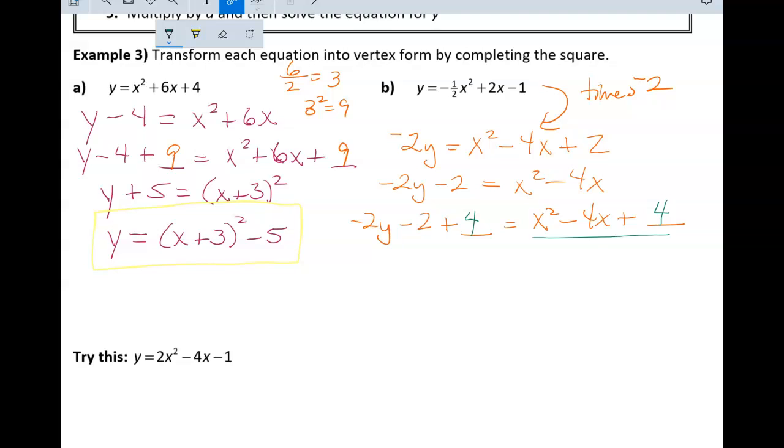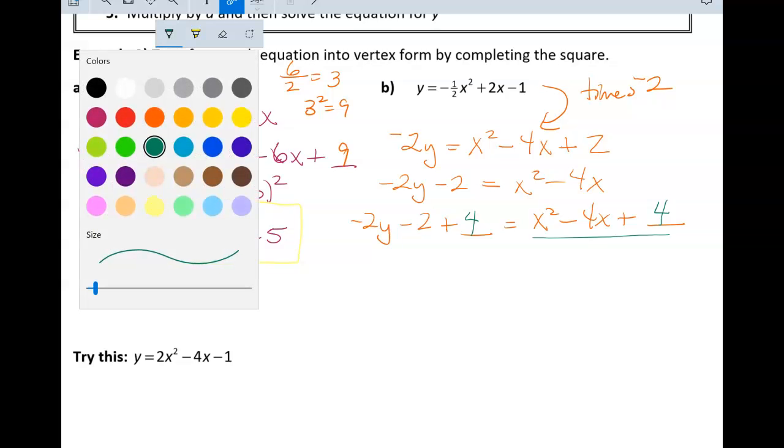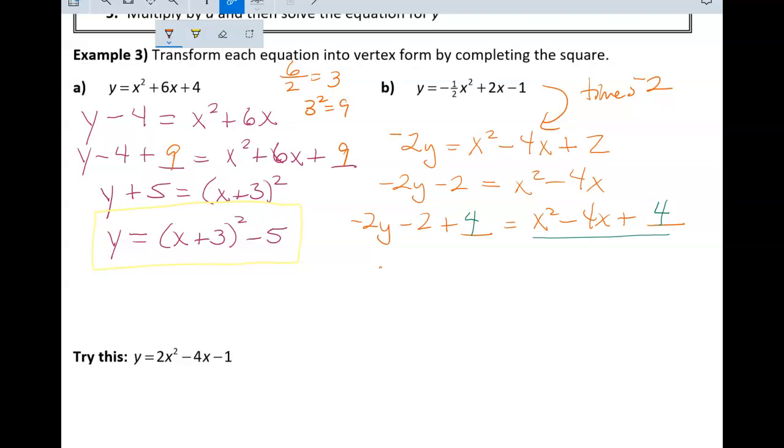A quick note, whatever goes in that blank will always be a positive number because it is squared. All right, moving on, we have negative 2y plus 2 equals x minus 2 squared. And then we can subtract the 2.